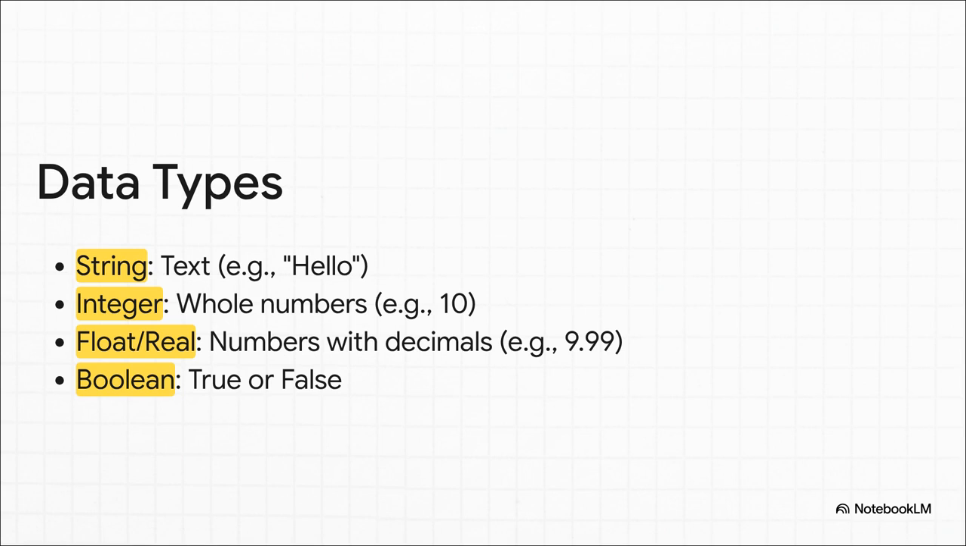You have different types of info. A string? That's just a fancy word for text. An integer is for whole numbers. A float holds numbers with decimals. And a Boolean, well, that's super simple. It's just either true or false. And knowing the difference between these is absolutely crucial, as you're about to see.